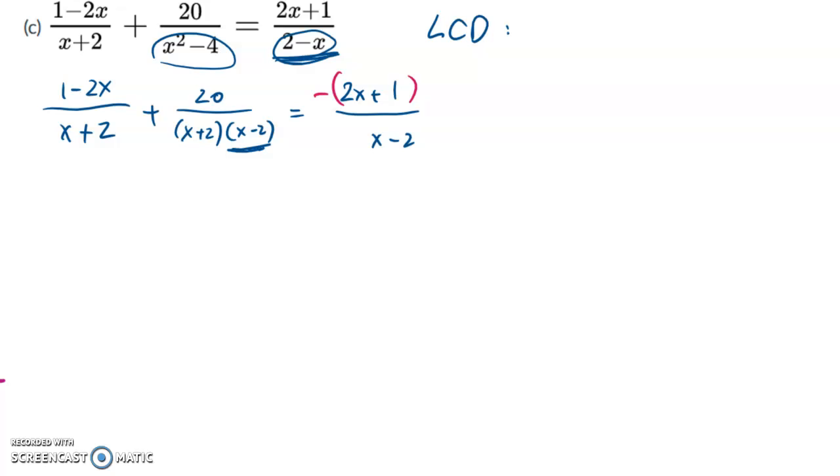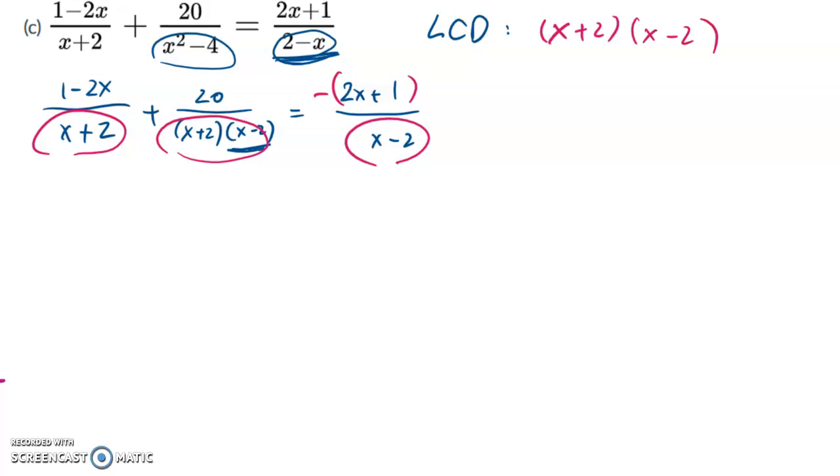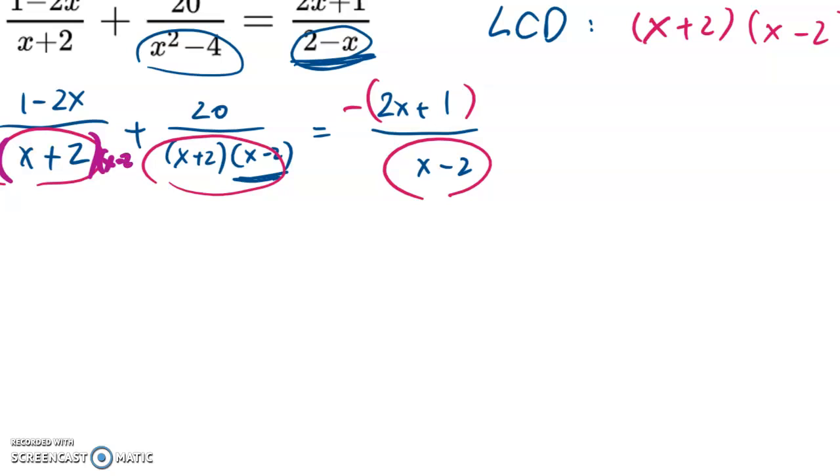Now look at the three denominators here. It's a lot easier to find the least common denominator, right? It is x plus 2 times x minus 2. So now all I have to do is turn each denominator into the common denominator. For the first denominator, I need to multiply the top and the bottom by x minus 2. We do not have to change the second denominator because it's already the LCD. Now I have to change the third denominator to the common denominator by multiplying it by x plus 2.